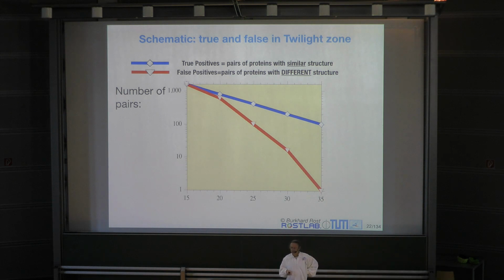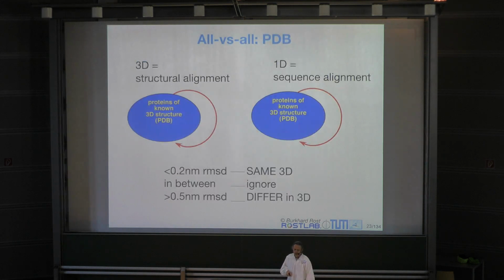How can we produce the data? How can we check how the real curve looks? Well, one way, actually the only way, is we begin with proteins of known three-dimensional structure. And now we do a 3D superposition. So we take all the proteins for which we know the three-dimensional shape, and we superpose the shapes. And then we say, okay, some of these shapes are essentially the same, or they are similar in 3D. Some are really different, and some I'm not sure how to say, I ignore them.